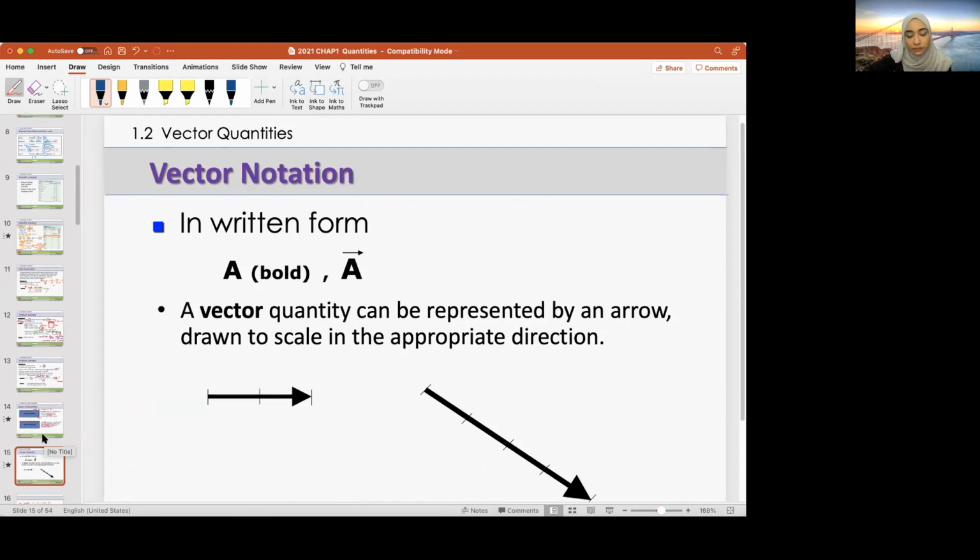So vector notation. A vector quantity is something that has magnitude and direction. So two things that a vector has to have. To write a vector, you can either see it in this form: you can write it as A bold in your textbook.